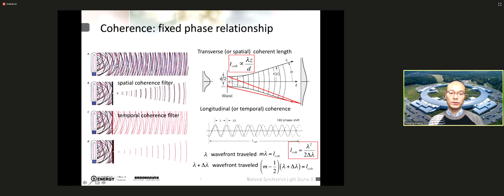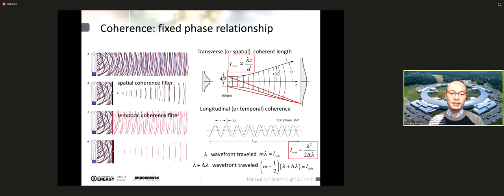how can we create a coherent illumination? The easiest way is to apply two filters. The first one is a spatial coherence filter. Essentially, it's a small pinhole. You put a pinhole in front of the light source, and then you can see the wavefront coming out from the pinhole. The propagation condition is finalized, and everybody after the pinhole is pointing in the same direction, and we can say that they are spatially coherent.